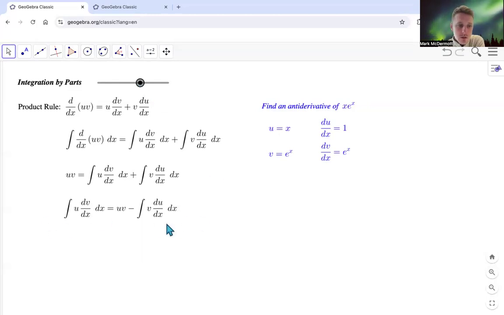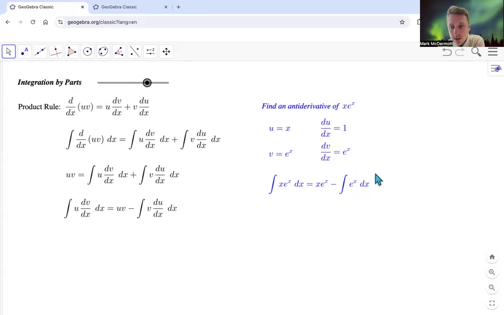Now what you need to do is apply the integration by parts. We're going to apply this rule down here. So we're going to get the integral of u dv/dx, so x multiplied by e to the x, and that's going to equal u times v, so x times e to the x, minus the integral of v, which is e to the x, multiplied by 1. So that's just e to the x.